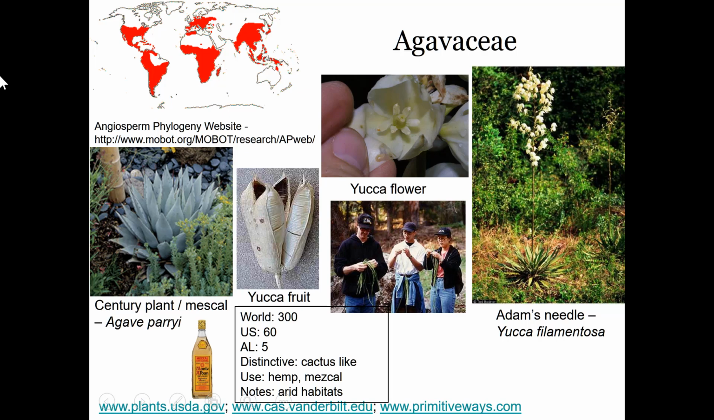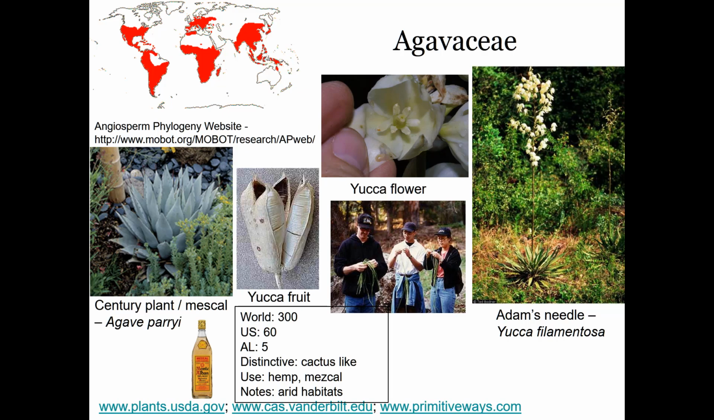So this is not a super species-rich family. There's 300 species in this family, and there's about 60 in the U.S. and only about 5 in Alabama. The utility for this particular plant is that you're able to pound the leaves and extract some fibers from it. So hemp is a kind of fiber that gets derived from these plants. This is different from the other kind of hemp that comes from cannabis. And like I said before, this is where we get mezcal from.